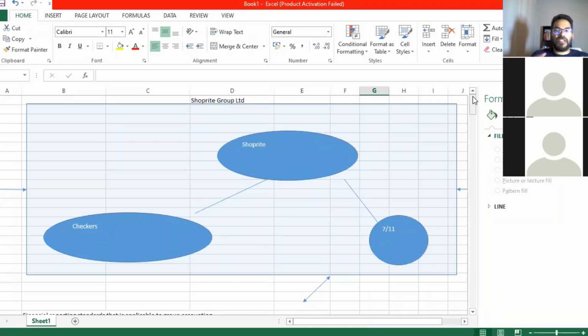So you have the separate entities. Each entity will most likely be a separate legal entity. In terms of the Companies Act of South Africa 2008, each separate legal entity must prepare a set of financial statements. So Shoprite will have its separate financial statements. Checkers will have its individual financial statements. 7-Eleven will have its individual financial statements because it is a separate legal entity.